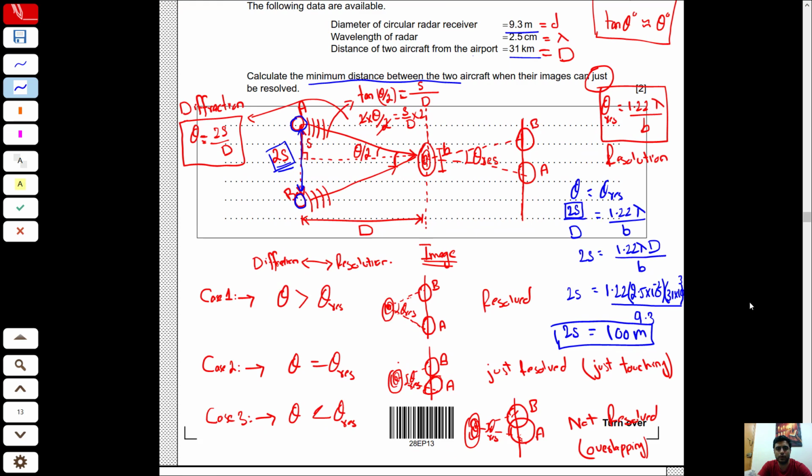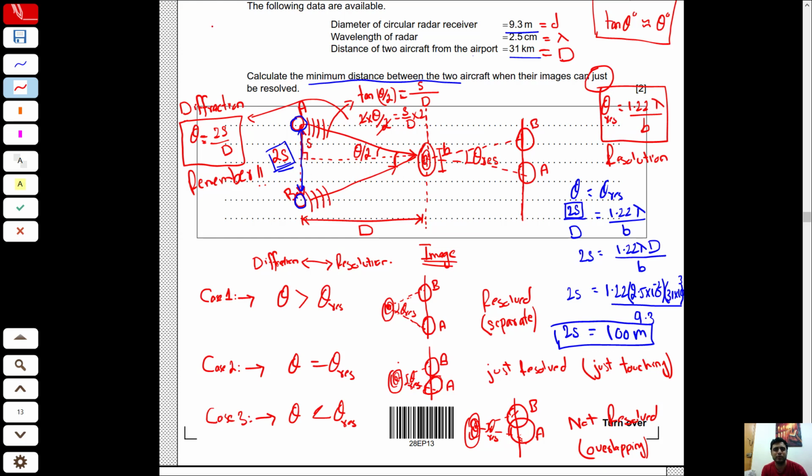Alright, you can copy everything. Just one thing missing here: the images can be seen as separate. Okay, so it's a case 2 problem. Just resolved means you have to equate the angle of diffraction to the angle of resolution. The angle of resolution is constant. It depends on the camera, so it's a property of the camera itself. This equation is given in the data booklet, but the other one is not, so remember it. Just derive it one time and then you will remember how to get it. Theta is this distance divided by this one.